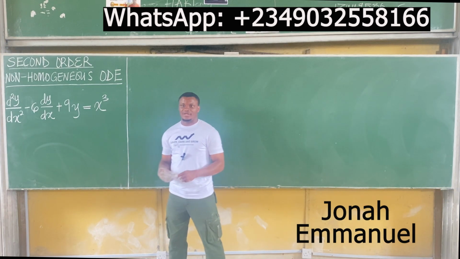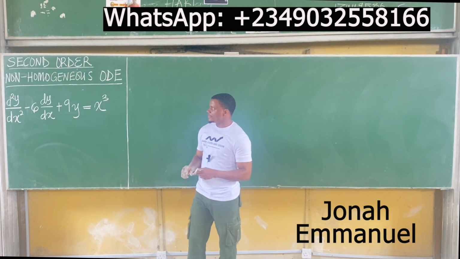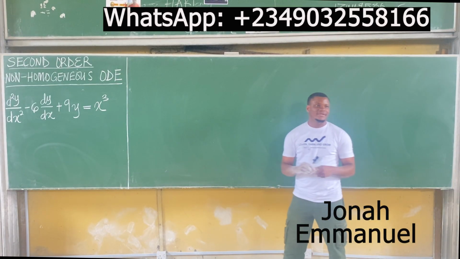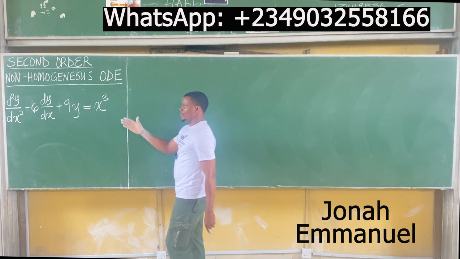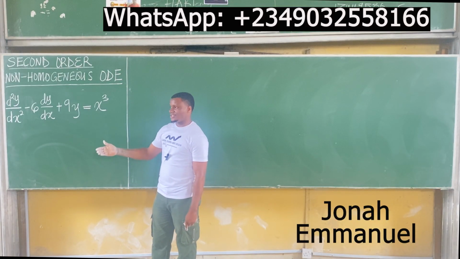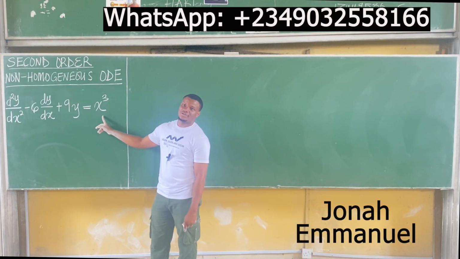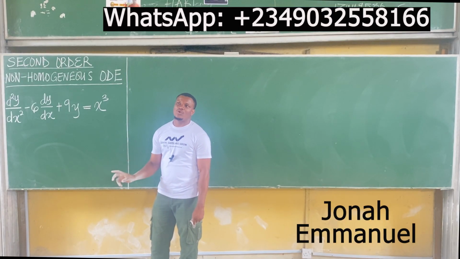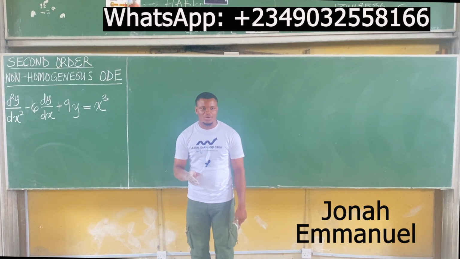Let's look at this question here. So here is another second order non-homogeneous ordinary differential equation. Of course, it's non-homogeneous because the second order ordinary differential equation is equated to what there? A function. And this function is what there? A polynomial. It gives you an idea of what the particular solution would look like.